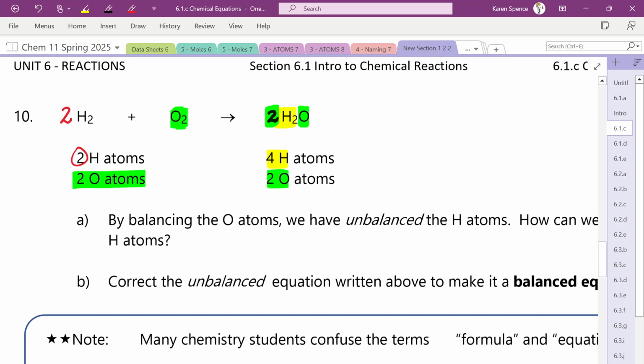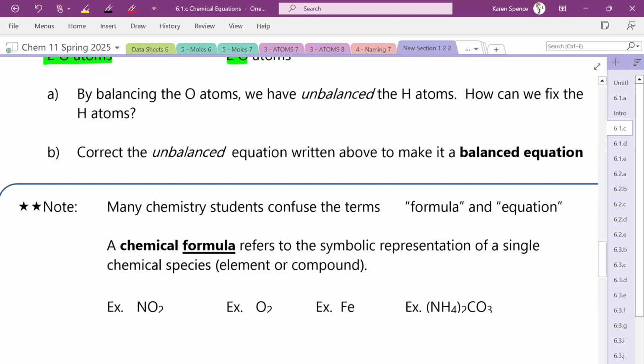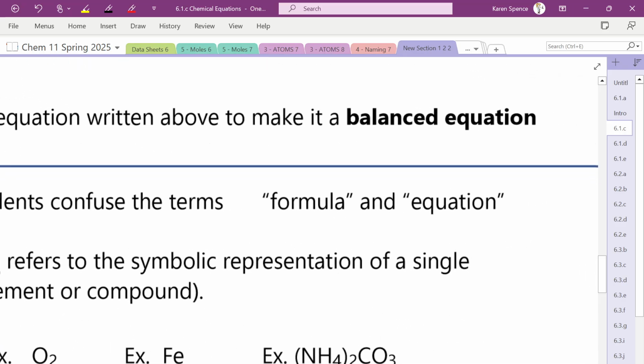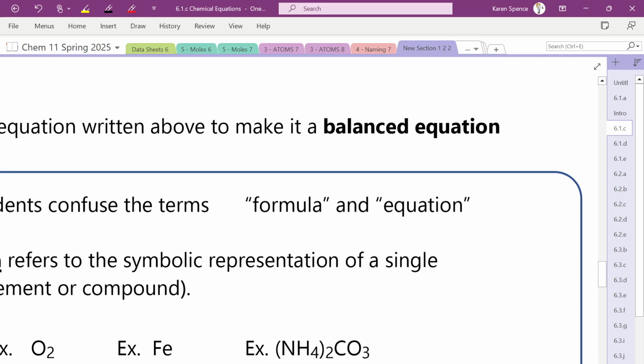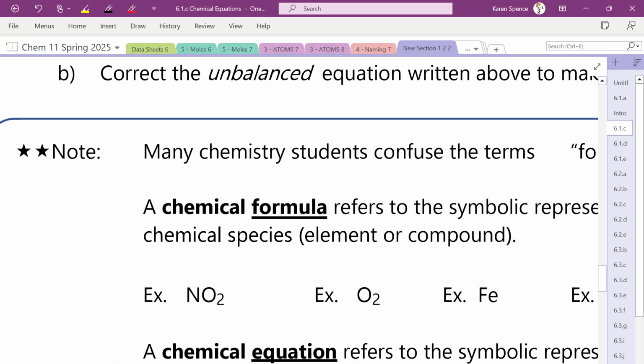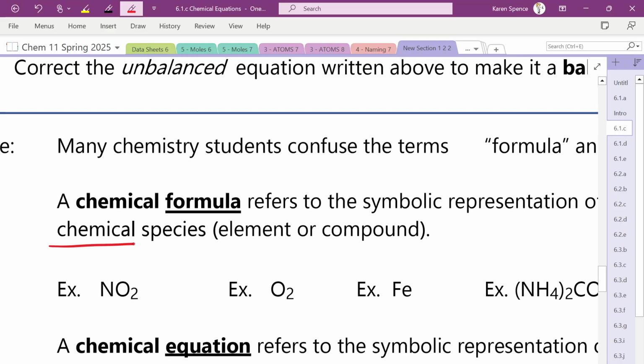Okay. By balancing the O atoms, we have unbalanced the hydrogens, but we can balance it by putting that 2 there. So always balance using coefficients, never change the formula. Two things that students confuse. I noticed this in my grade 12 a lot, and it makes sense why you would confuse them. In math, in physics, you probably use the words equation and formula kind of interchangeably, like they mean the same thing. But in chemistry, the formula refers to a chemical species.